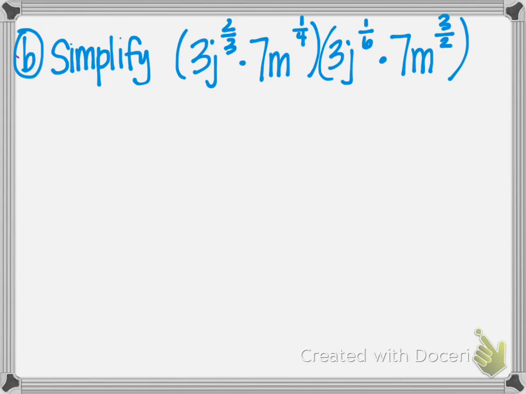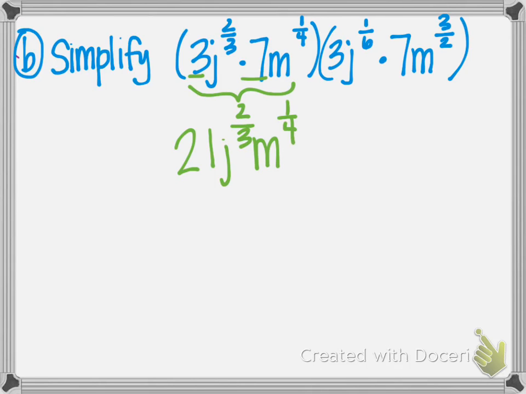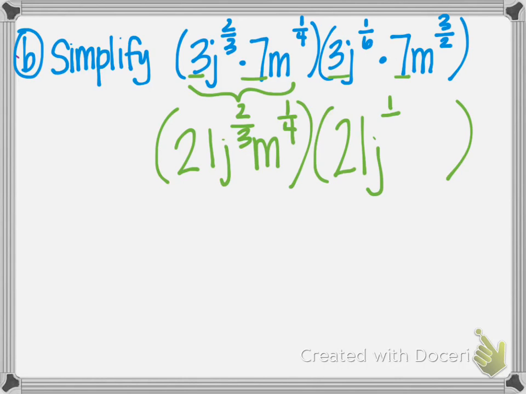Alright, let's do one more like this because it's a little bit difficult. So we're going to go ahead and do parentheses. 3 times 7 is 21. I can't do anything with the variables, so I'm just going to rewrite them. 3 times 7 again is 21. Can't do anything with the variables, so I just rewrite them. Now I can't do any exponents, so now I'm going to multiply the two together. So 21 times 21, that's going to be 441.